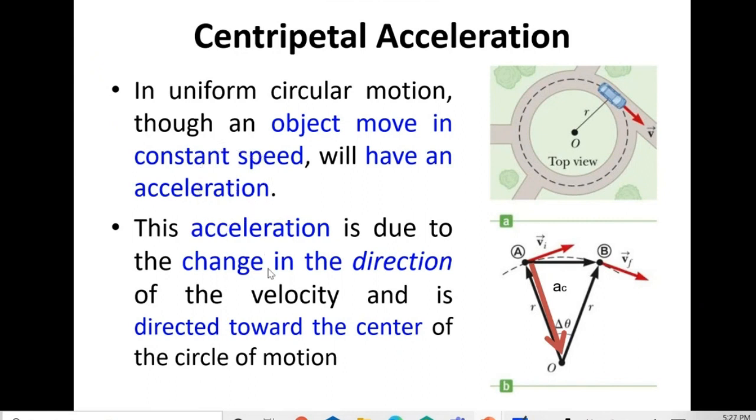The acceleration is due to the change of direction. The acceleration is always towards the center of the circle, and this type of acceleration we call centripetal acceleration. A uniform circular motion means the object is moving in a circle with constant speed and it has an acceleration which we call centripetal acceleration. This acceleration is due to the change of direction.